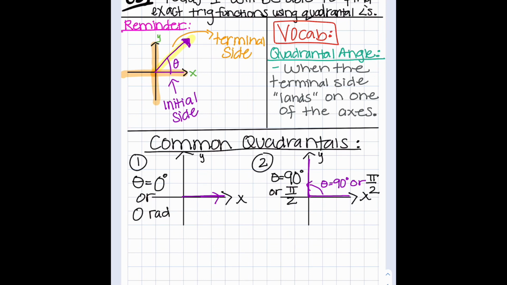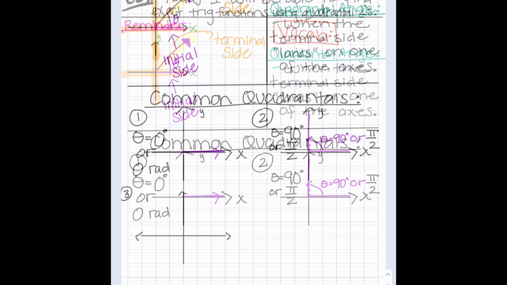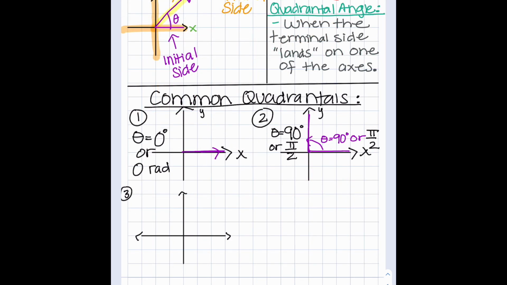Another common quadrantal angle is if our initial side is here and our terminal side is here. So going from here to here is how many degrees? This is a straight line. So how many degrees is a straight line? We know that's 180 degrees.